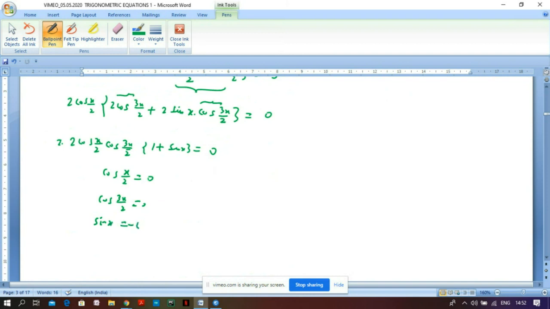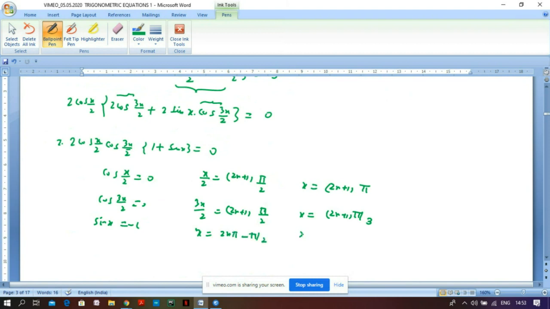Cos x by 2 equal to 0 gives you x by 2 is (2n plus 1) pi over 2. So that is x is (2n plus 1) pi. That's our one family of solutions. 3x over 2 is (2n plus 1) pi over 2 again, and this time you get x is (2n plus 1) pi over 3. And then the next is sin x equal to -1, so x is 2n pi minus pi over 2.